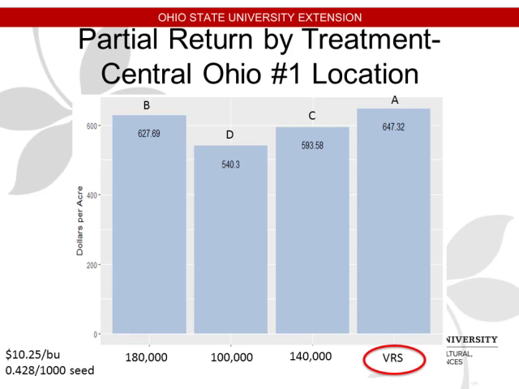180 sounds really high. Does that sound really high to you guys? Anyone want to guess what the emergence was in Central Ohio for an early May, late April planted field in 2017? Yeah, it was about 55%. So that 180 is a very high seeding rate, but what actually came up and was there in the fall is much lower.